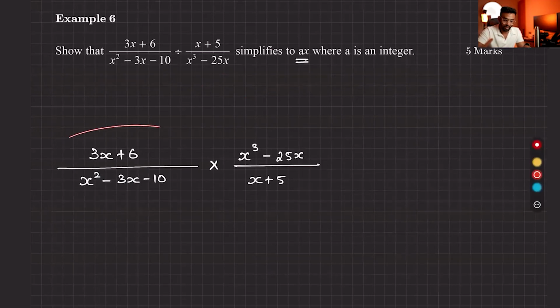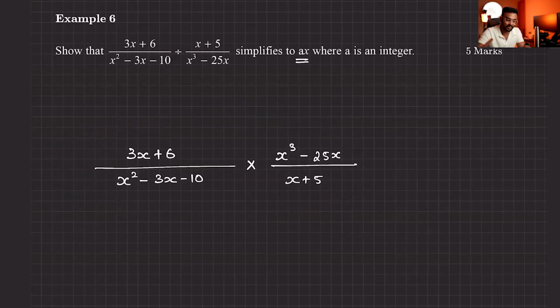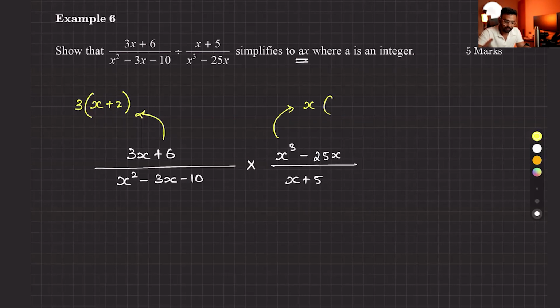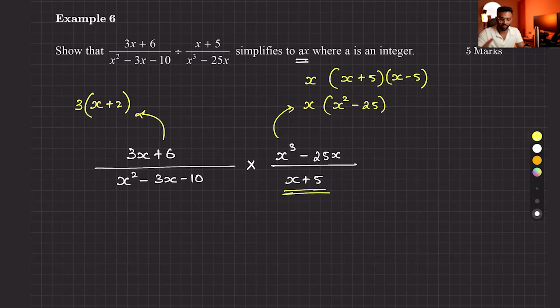So for this, we're not going to cross multiply. There is no cross multiplication here. Instead, we just need to factorize. This would factorize to 3 times x plus 2. What about this? You can take out the x, and it becomes x minus 25. Do you see the difference of two squares there? Afnan, I'm just going to come to that. So x times x plus 5 and x minus 5. We cannot do anything with this one, so it will stay as it is.